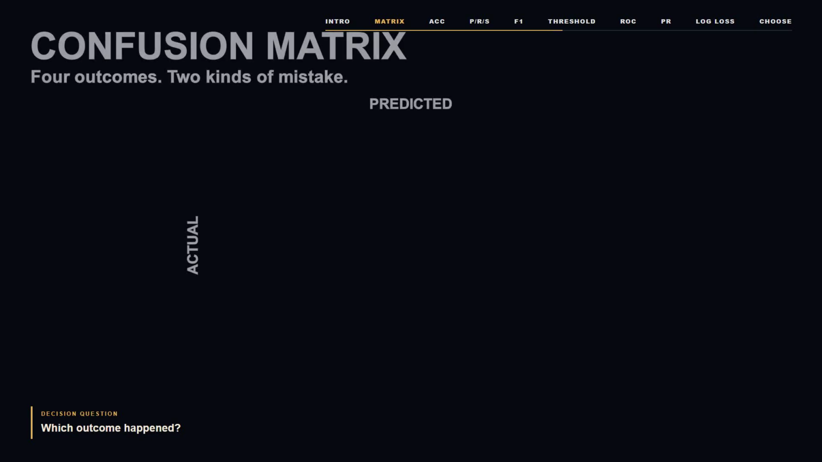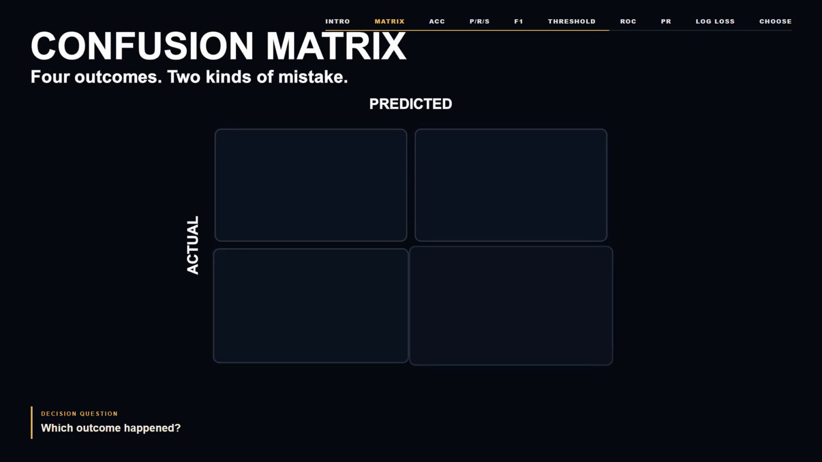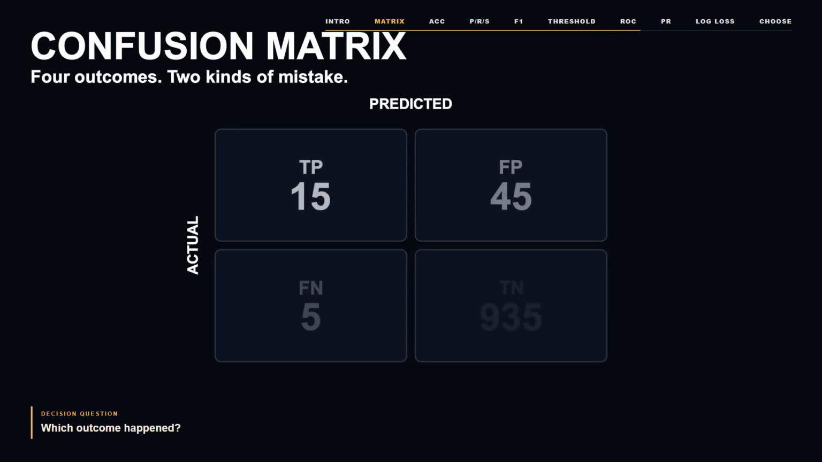To understand why, begin with 4 outcomes, not formulas. A true positive is a real case the model flags. A true negative is a healthy patient it correctly clears. A false positive is a false alarm. A false negative is a missed case.